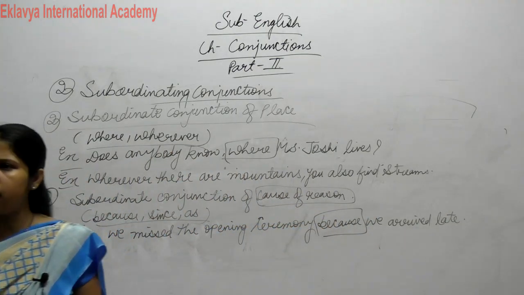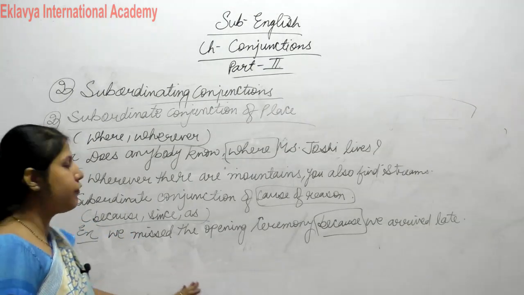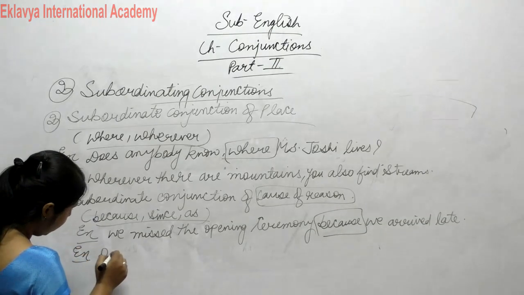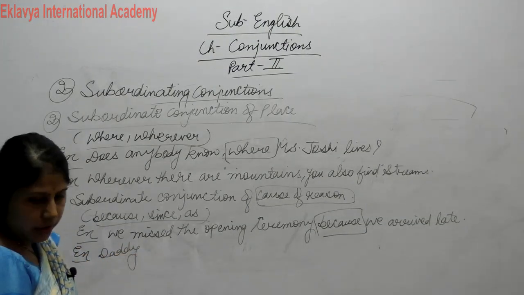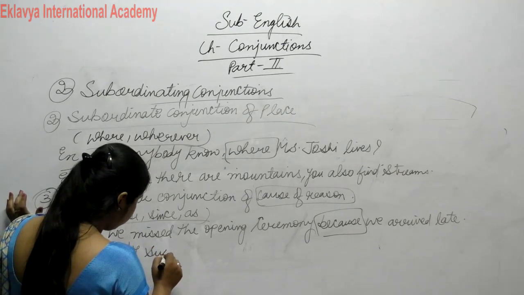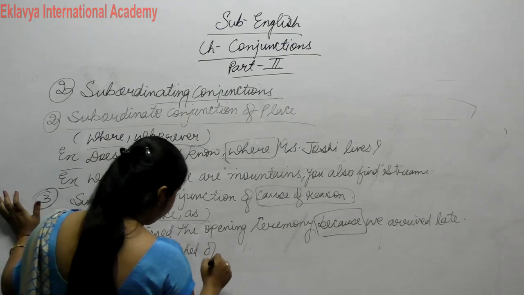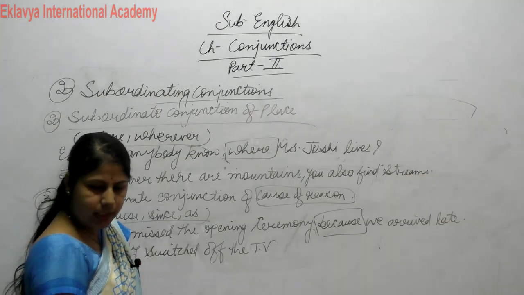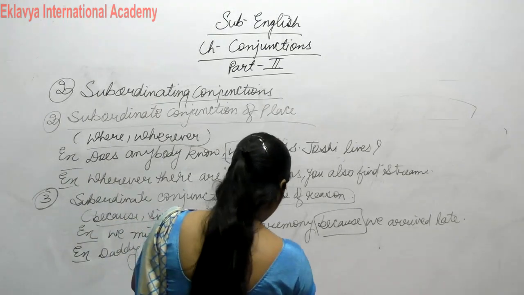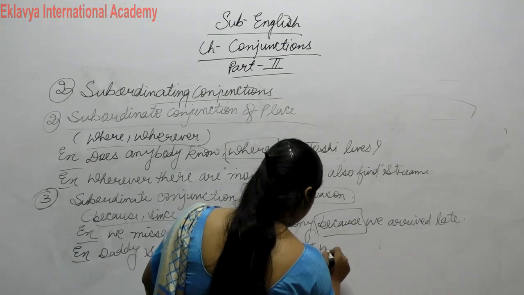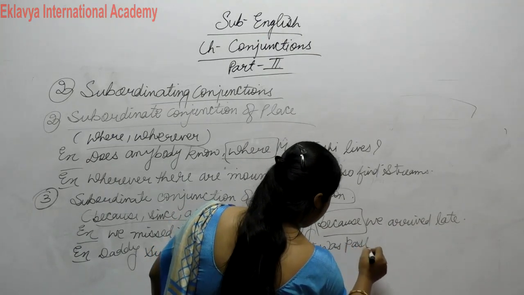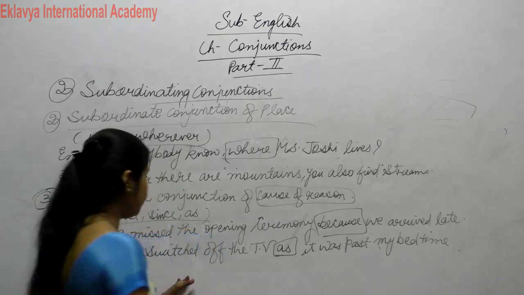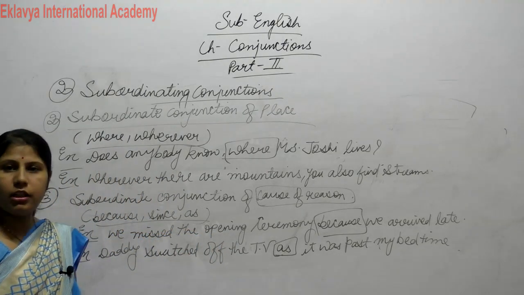Because shows the cause or reason. Clear? Because is used for the reason. Now next, write down: Daddy switched off the TV as it was past my bedtime. Clear? So this way we use our subordinate conjunction of cause or reason.